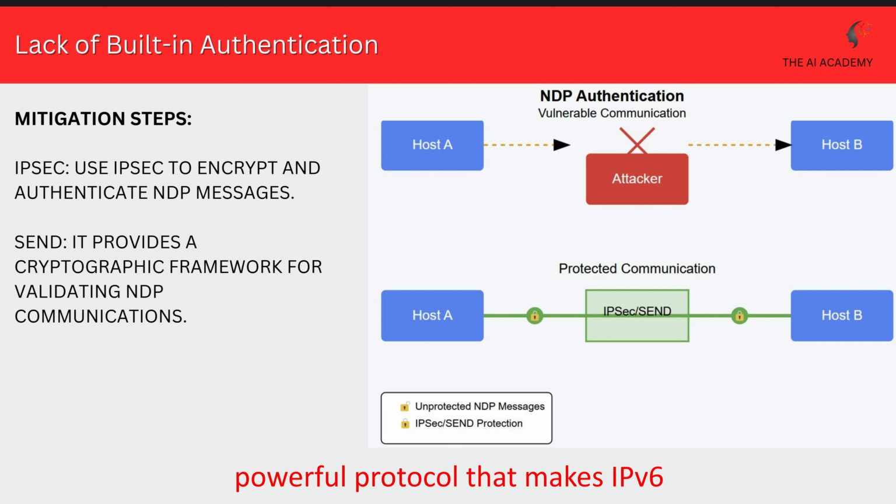NDP is a powerful protocol that makes IPv6 networks more dynamic and efficient in handling key tasks like router discovery, prefix discovery, and address resolution. However, its vulnerabilities can be exploited if not properly secured. By implementing tools like RA Guard, SEND, and NDP inspection, network administrators can significantly enhance the security of IPv6 deployments. By understanding and securing NDP, you're one step closer to mastering IPv6 and ensuring robust, secure networks for the future.